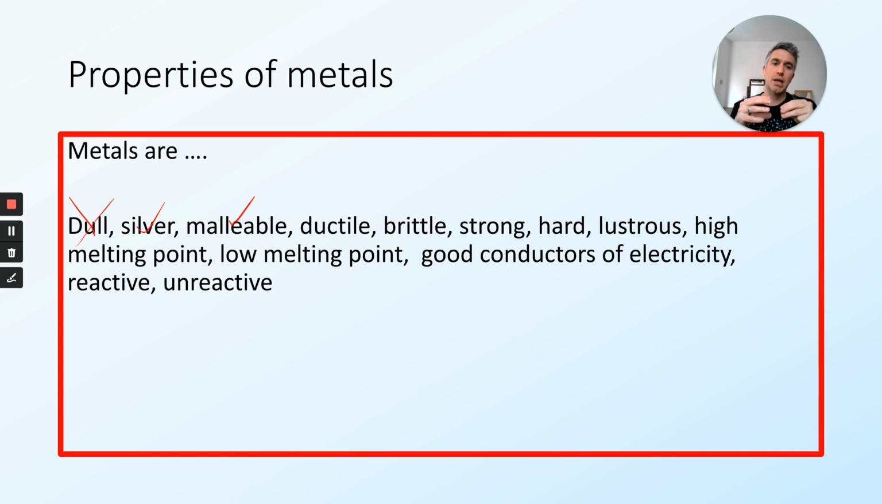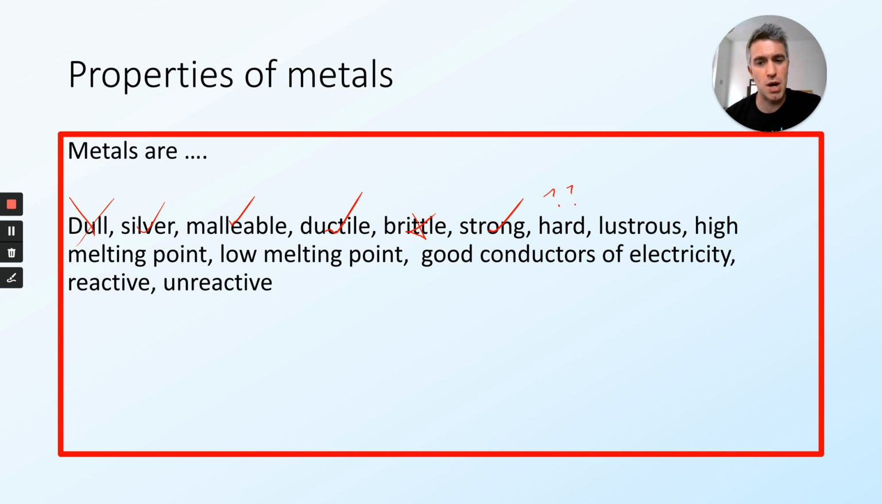Ductile means you can stretch them, and actually a lot of metals you can. Tick. Are they brittle? Are they like a biscuit or glass? Are they strong? Yeah, they are generally quite strong. They're quite difficult to break. Are they hard? Some metals are hard, but some metals aren't. Like gold is very soft. In fact, you could bite gold, so that would not be hard at all. But then if you've got something like steel, that can be quite hard. So I'll put a question mark on that.